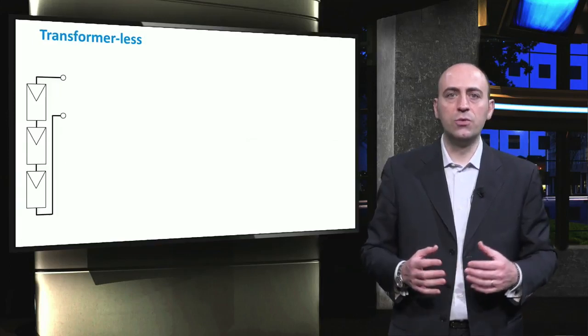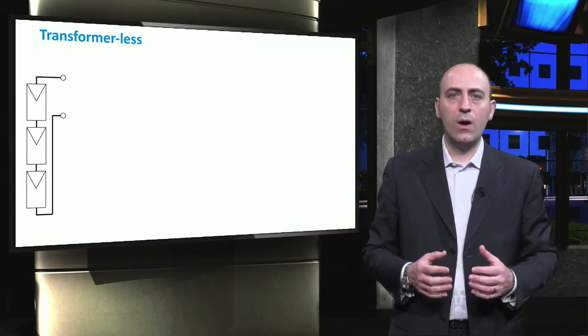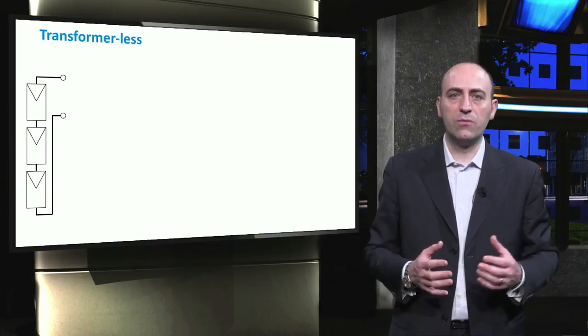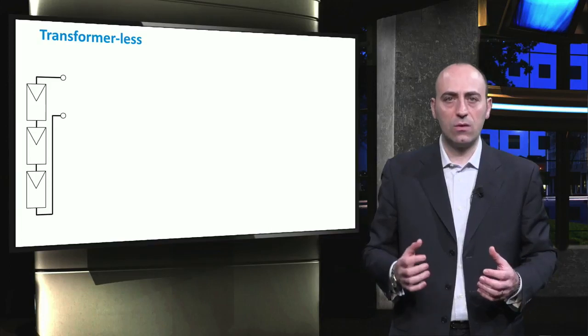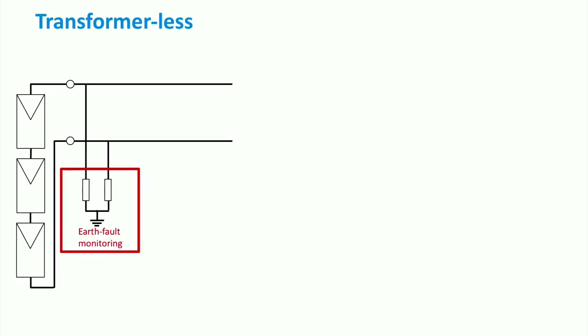Nowadays, most of the new string inverters are designed without a transformer. We are going to see why, and what is the difference between a transformer-based and the transformerless concepts. First of all, the PV system needs to be connected to ground, and it is equipped with an earth fault monitoring system, which is able to detect any fault at the DC side of the inverter.